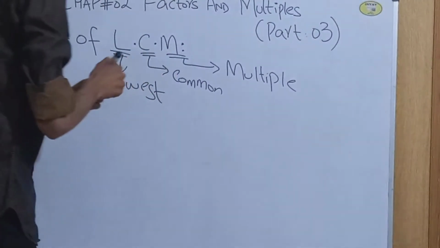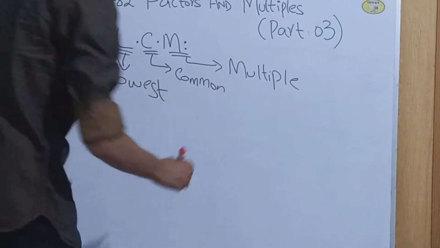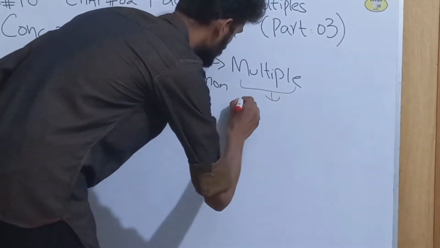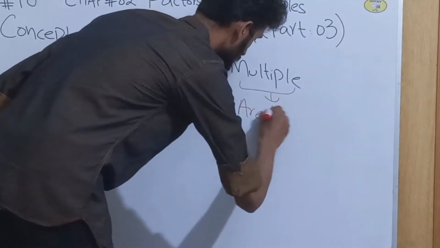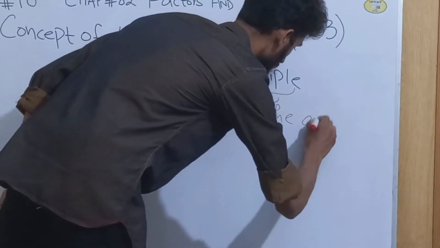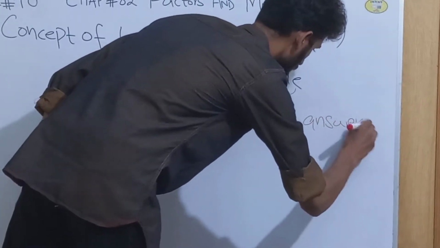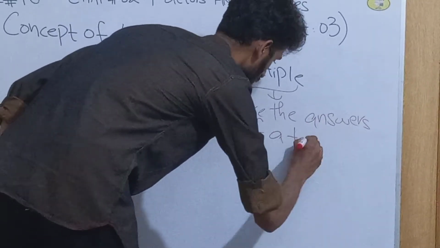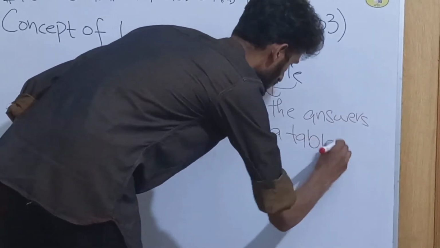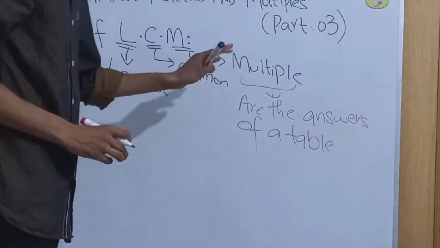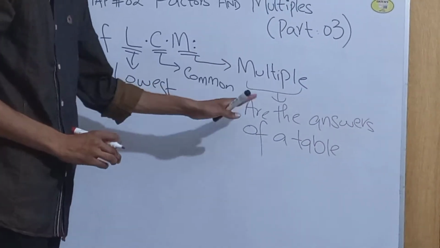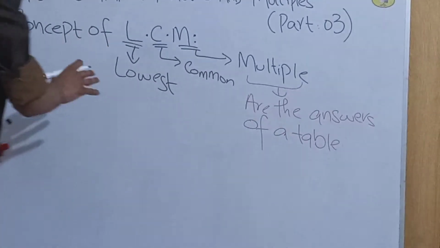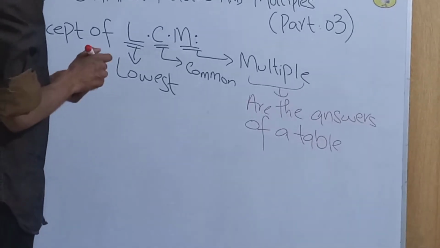So what is a multiple? Multiples are the answers of a table. I have made a detailed video on what is a multiple and the link is given in the description below. So in LCM we have to find the least common multiple.